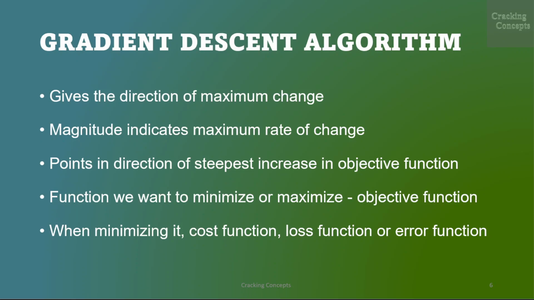Now the gradient will give us the direction of maximum change and the magnitude indicates the maximum rate of change. The gradient always points in the direction of the steepest increase in the objective function. Now a function that we want to minimize or maximize is called an objective function. When we are minimizing it, we call it the cost function, loss function, or error function.